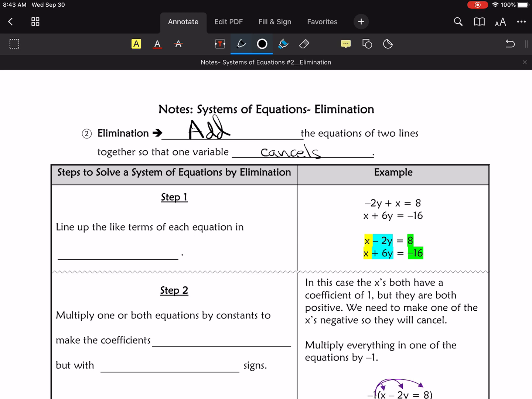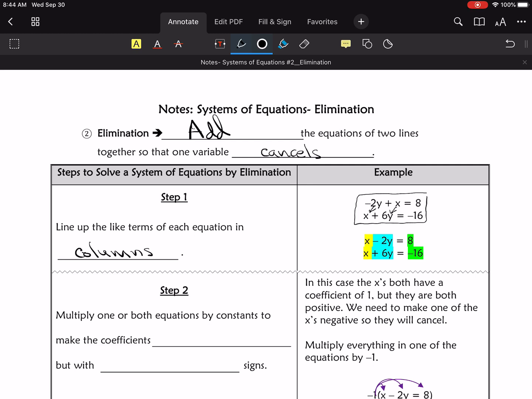So looking at my system of equations here, first thing I notice is that when I compare my order, they're not the same, right? So we always want to make sure that both equations are in the same order, going x and then y. If they're not, that's step one. So line up the like terms of each equation in columns.